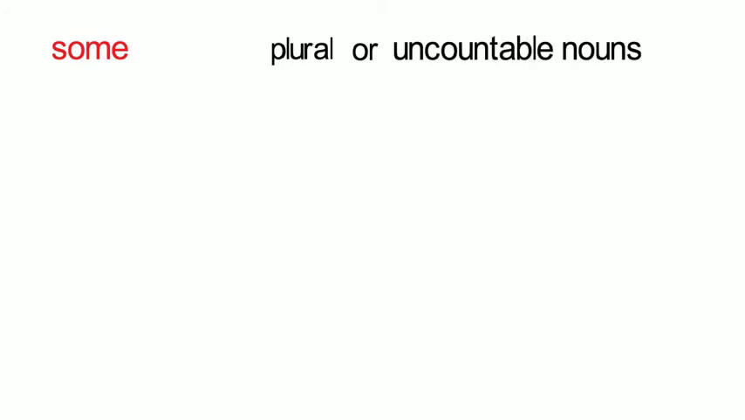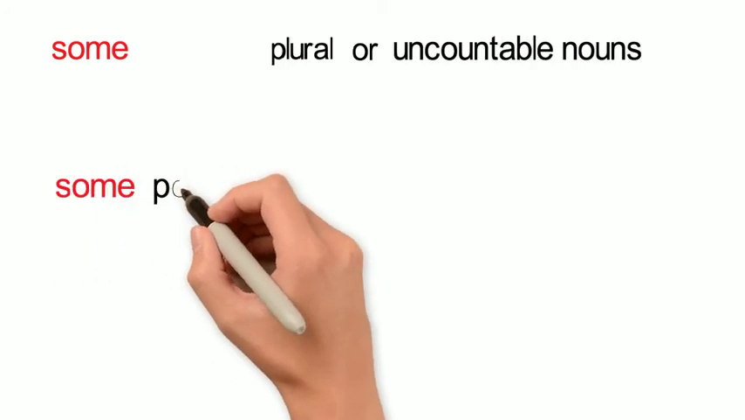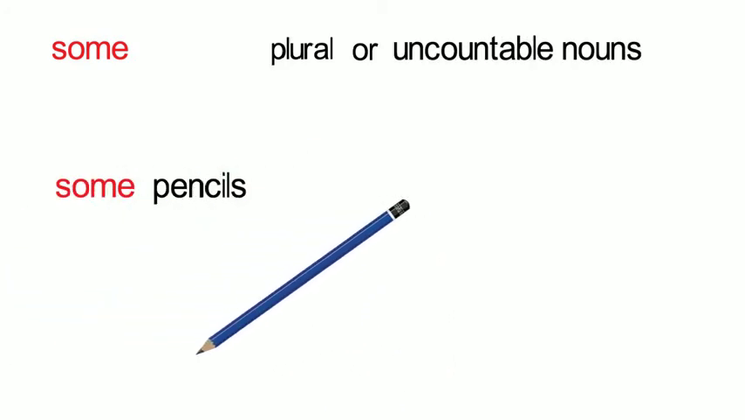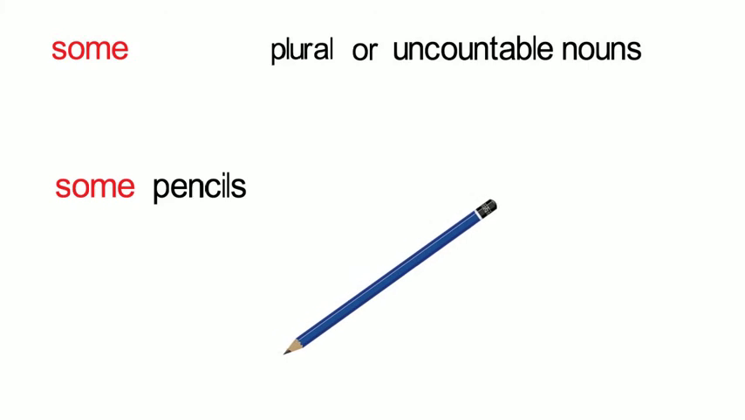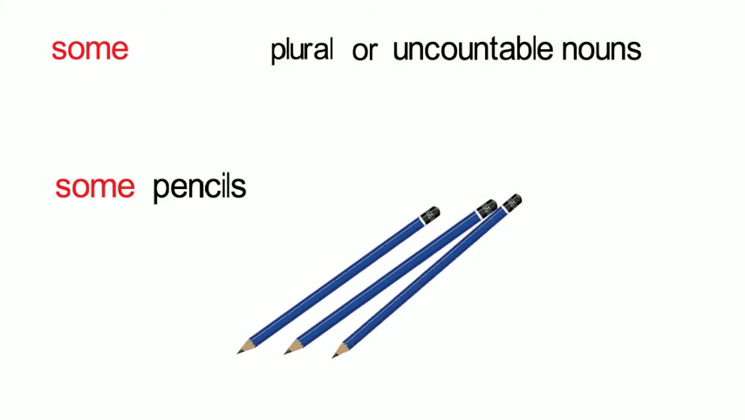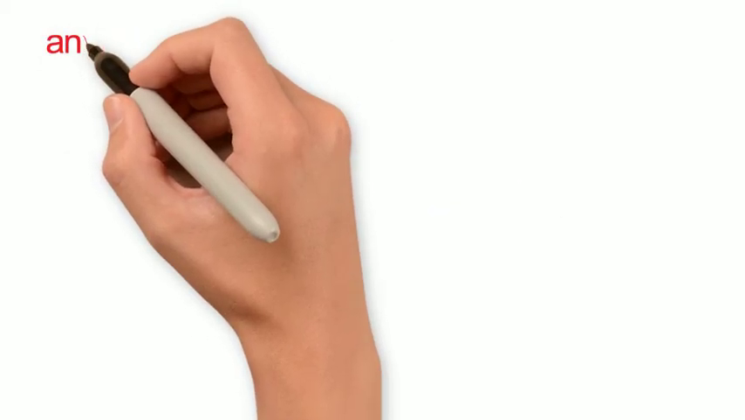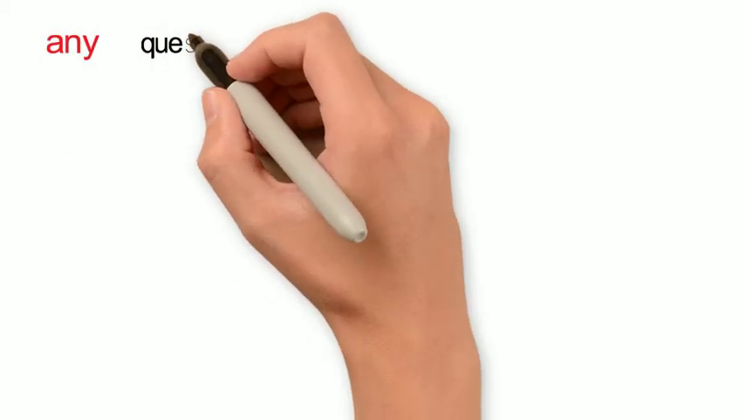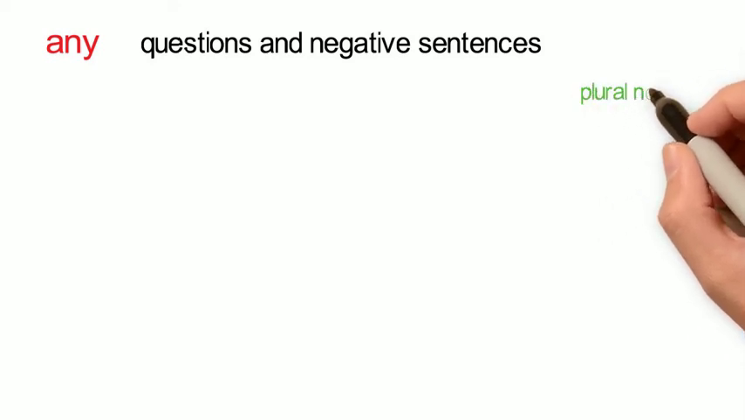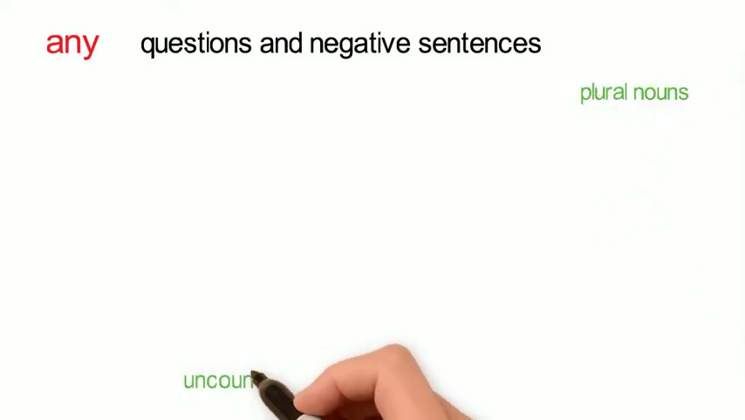You can use some with plural or uncountable nouns. So, some pencils. Pencils is countable. It can be counted, one pencil, two pencils, etc. You can use any with questions or negative sentences when using plural or uncountable nouns.